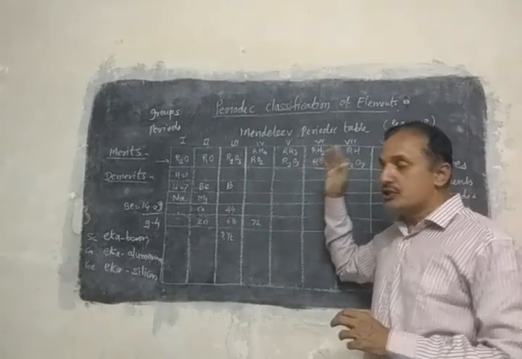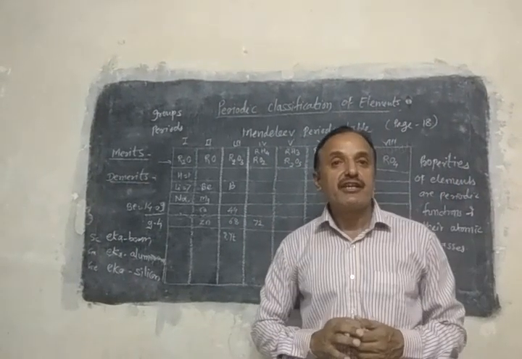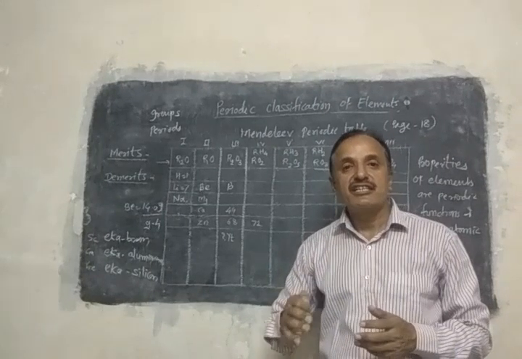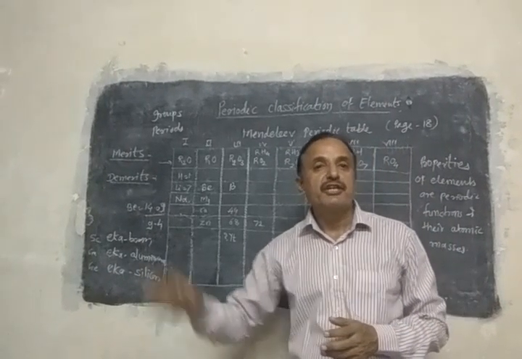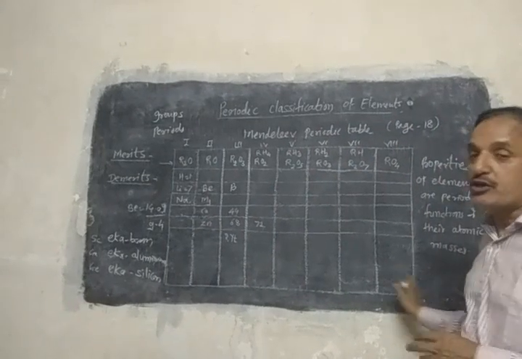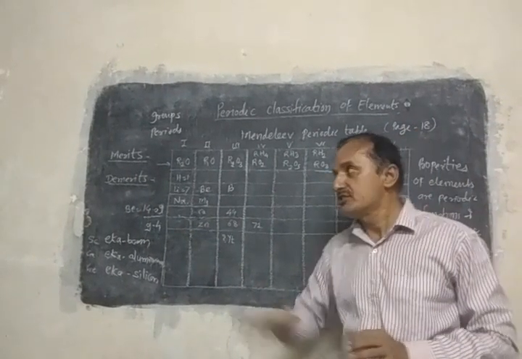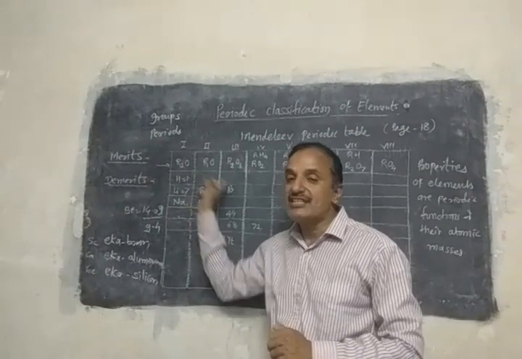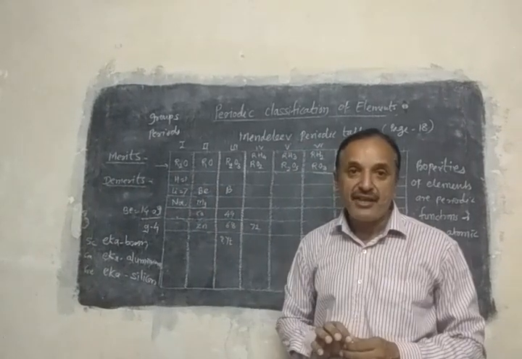Then there were the zero group elements. They were discovered at the last moment, but he did not disturb the table and kept a separate column for the zero group elements. Those were the merits of Mendeleev's periodic table.